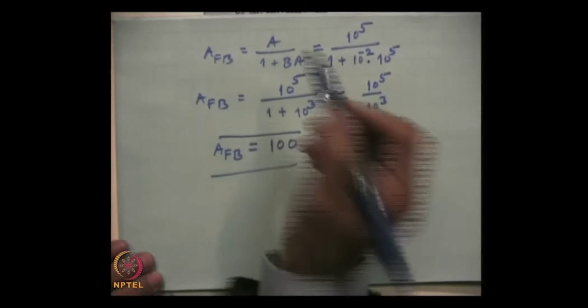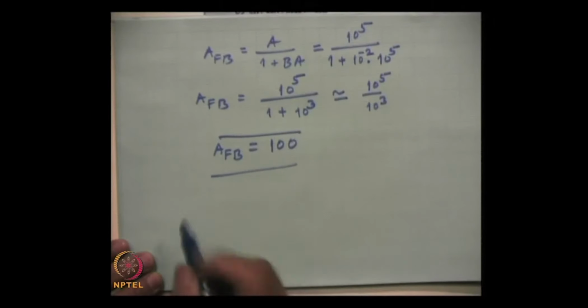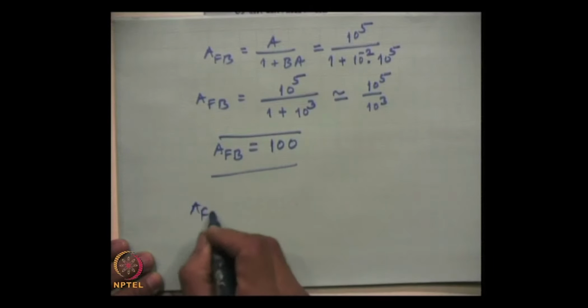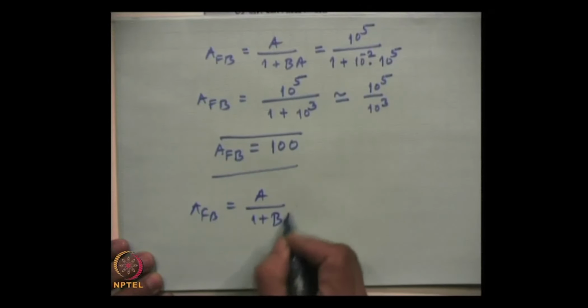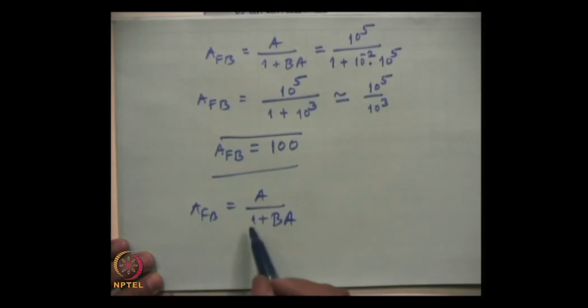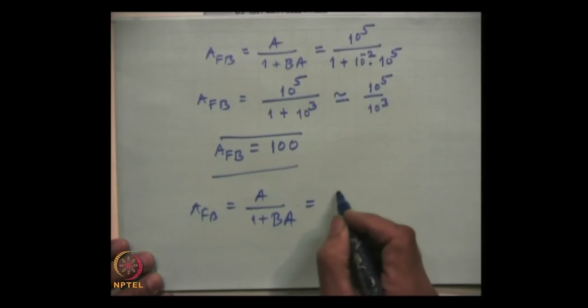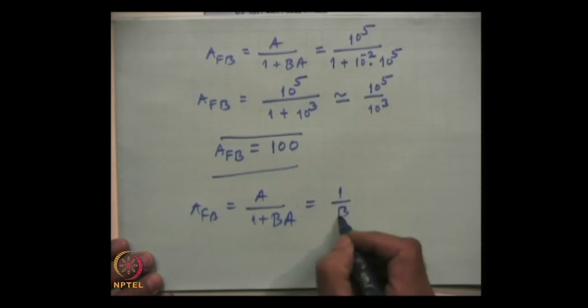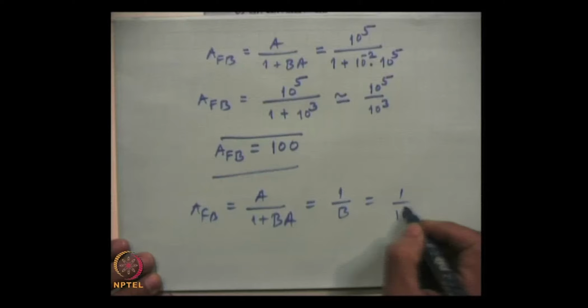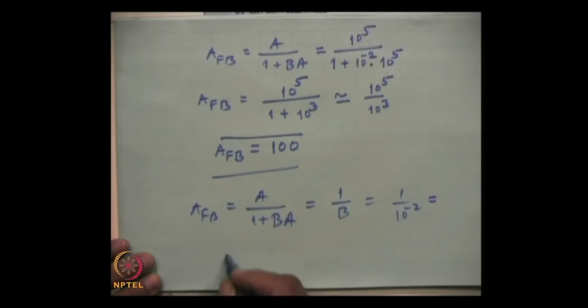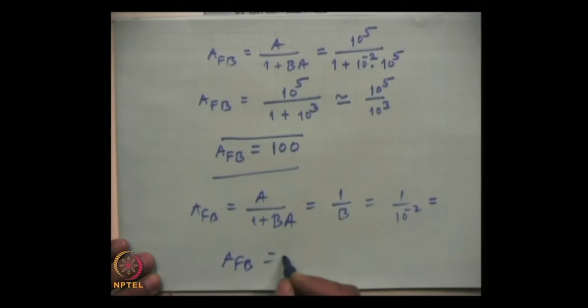Here you can further confirm, because in this expression A_f equals A by 1 plus BA, and BA is very high. So, 1 is neglected. Then the gain comes out to be this, which you can see here too, that this was 10 to the power 5, this is 10 to the power minus 2, and this gives A_f again equal to 100.